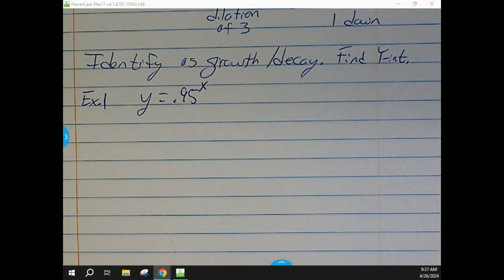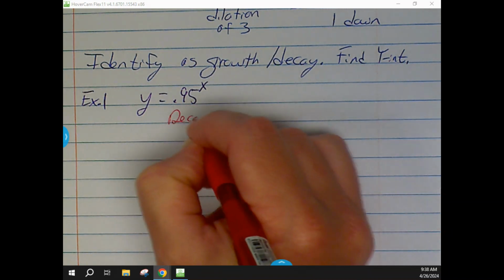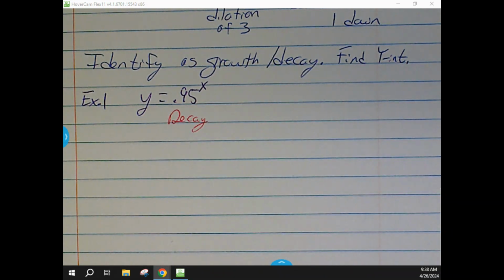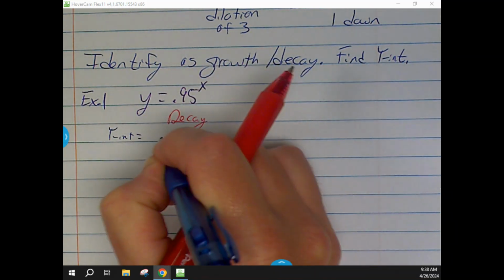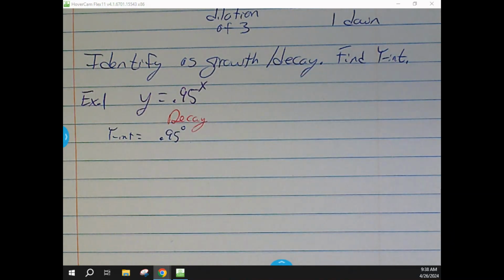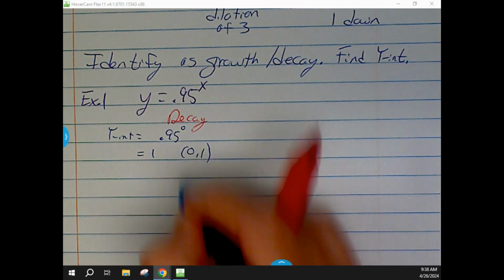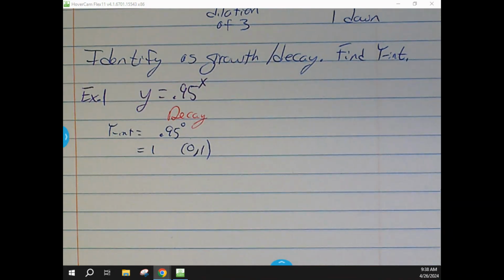All right, so for example 1, we're going to do 0.95 to the x power. So the base is 0.95. So is that growth or decay? Got to be decay. Okay, and for the y-intercept, what is 0.95 to the 0 power? Still 1. So the y-intercept would be at (0, 1). Please tell me you're going to have some questions like that on the test. Absolutely. Thank you.